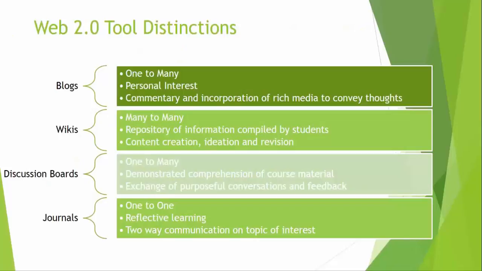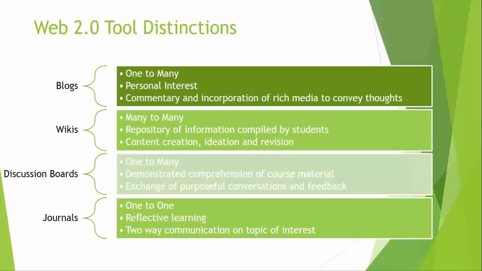So as you notice, blogs is really a one-to-many. It's about personal interest. It's commentary and incorporating rich media to convey sometimes really rich and deep thoughts. Wikis is many-to-many. So there are many people that are creating the wiki and many people that are receiving access to the actual wiki that is created. It's a repository of information compiled by students. This is a really collaborative approach. There is content creation, ideation, as well as revision.